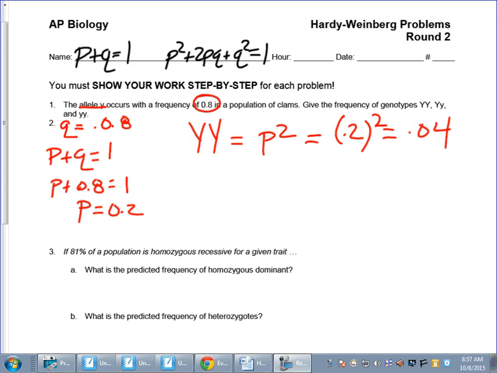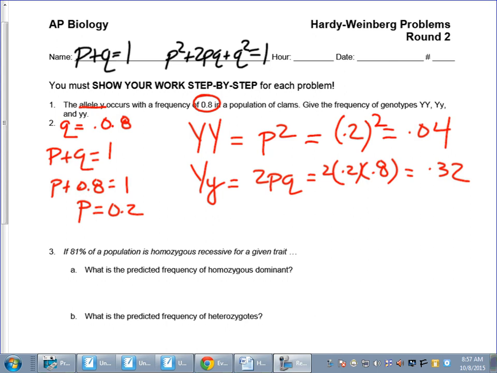What's big Y, little y? That's represented by what value? Again, referring to the equation, that would be 2PQ. Again, plug your values in. So it'd be 2 times 0.2 times 0.8. And of course, if you do the math there, that's going to come out to 0.32 or 32%.